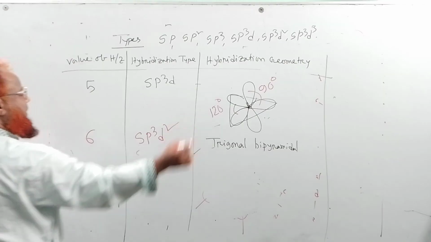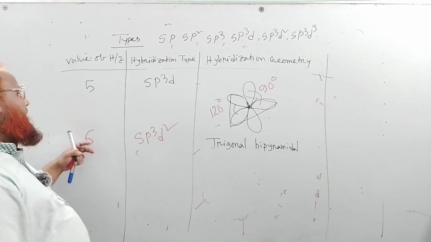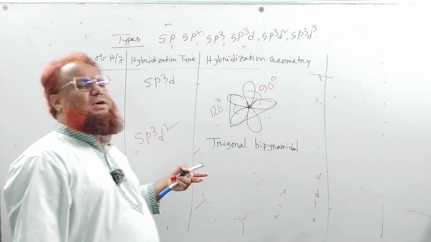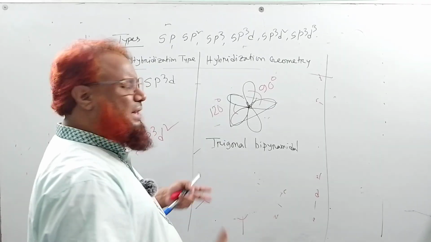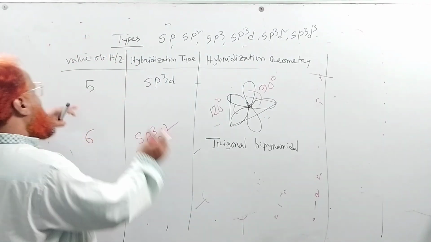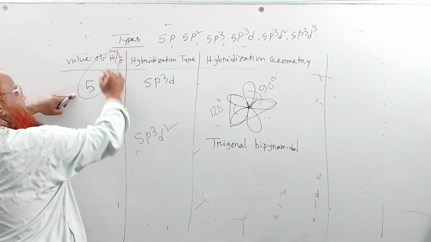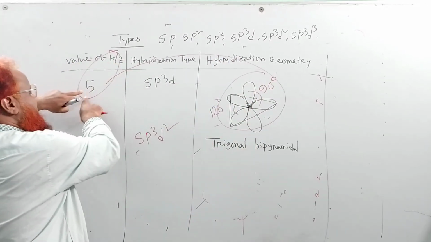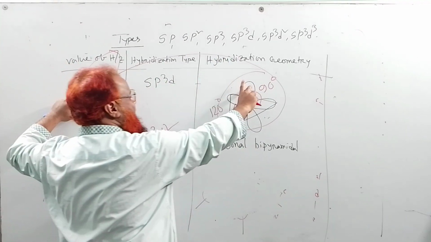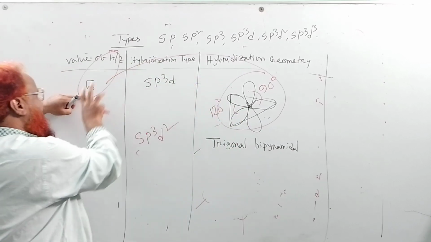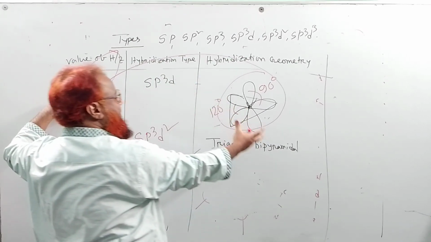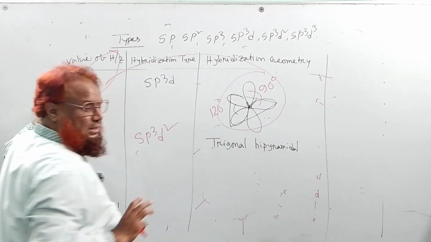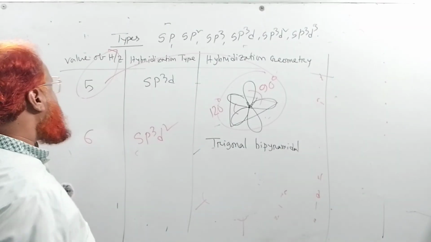Now, 6, sp3d2. sp3d2 will provide you 6 hybrid orbitals. A very interesting thing is that the value of H is equal to the number of hybrid orbitals. Value of H is 5, number of hybrid orbitals is 5. Value of H is 6, number of hybrid orbitals is 6. I think you will understand properly, inshallah.